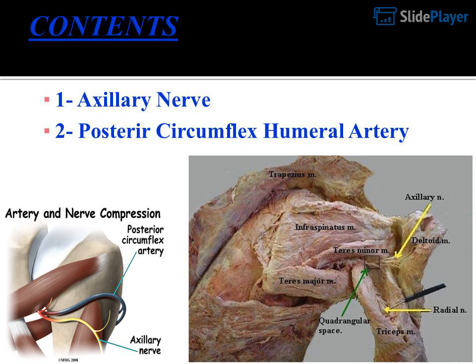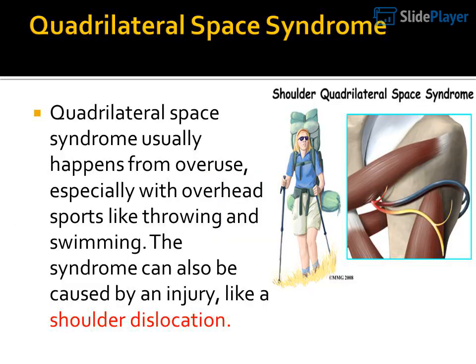Posterior circumflex humeral artery. Quadrilateral space syndrome. Quadrilateral space syndrome usually happens from overuse, especially with overhead sports like throwing and swimming. The syndrome can also be caused by an injury, like a shoulder dislocation.